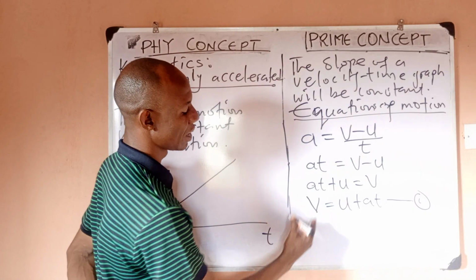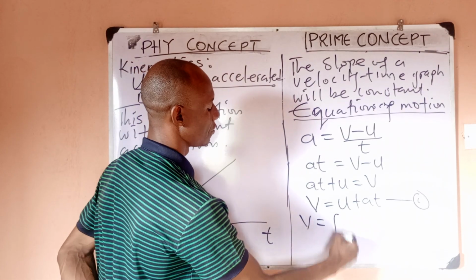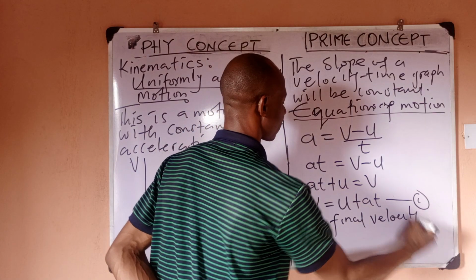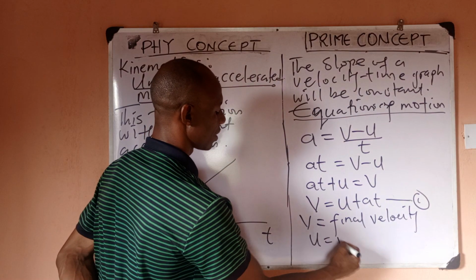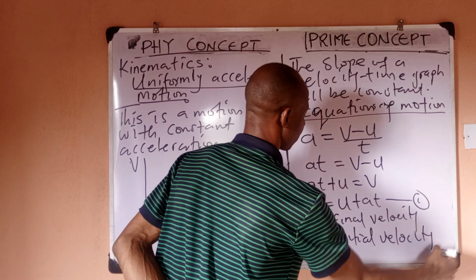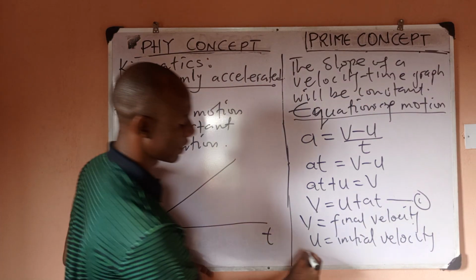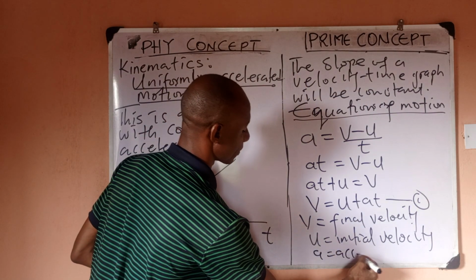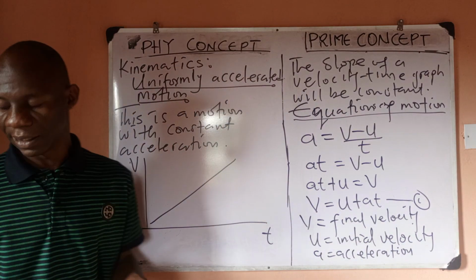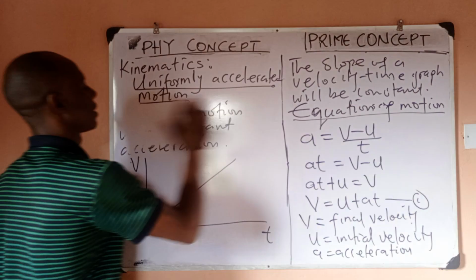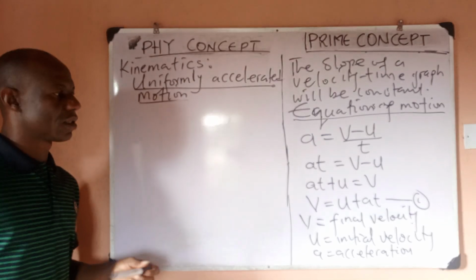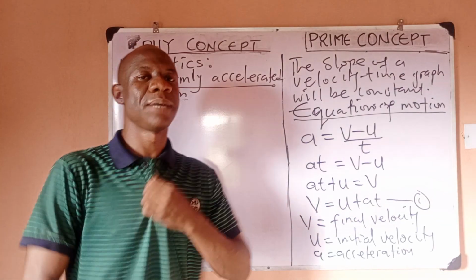So this is one of the equations of motion, which is very popular, that most students are familiar with. Now, what is v in this case? v is called final velocity. Then u is called what? Initial velocity. a is acceleration, and then t is time. So this is an equation of motion that we should be familiar with. One of them is this.